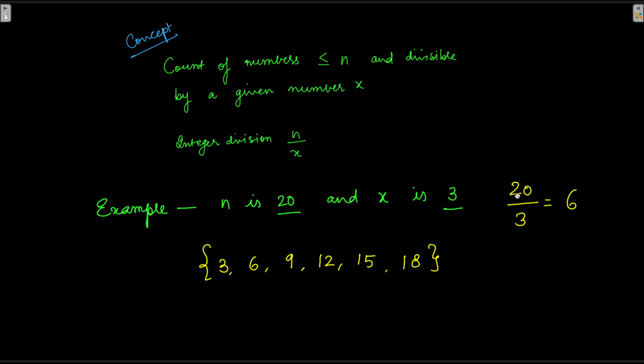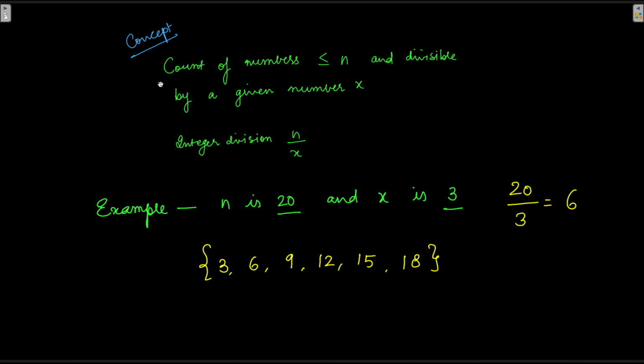I hope you are getting some intuition where we are going with it. Before coming to the final solution, I would like to clarify one concept here, which is definitely needed in order to understand the solution fully well. Let's say that we want to find the count of numbers which are less than or equal to a given number n and divisible by a given number x. In such a case, we can find that count by dividing n by x, and that is an integer division.